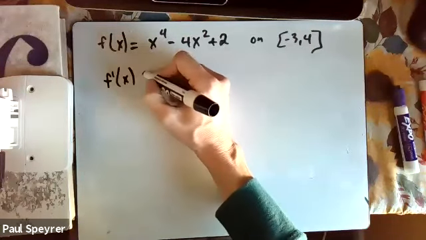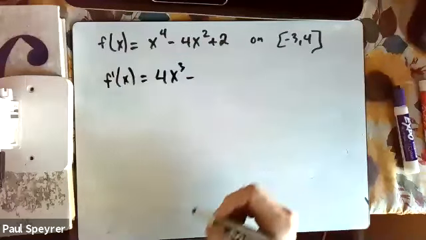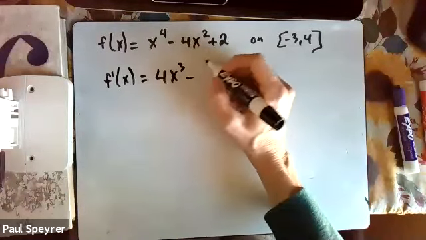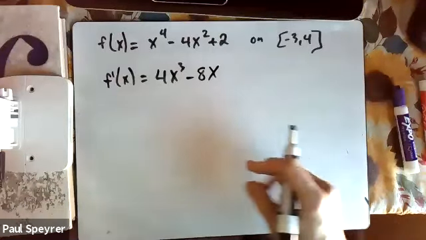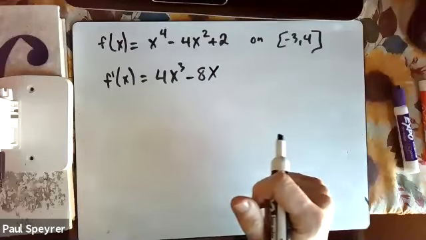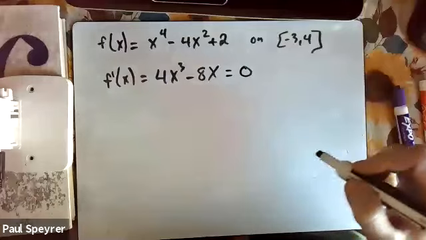So what is the derivative in this instance? It's 4x cubed minus 8x, right? Now, we have to set this to 0. How do we go about solving it?